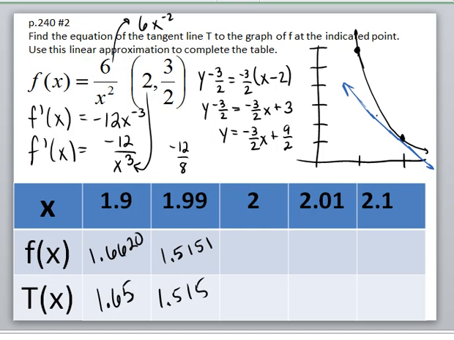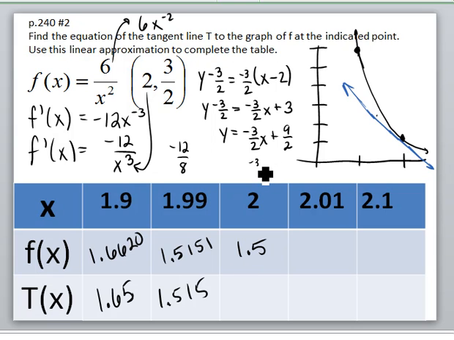Alright, so I was talking about how we're going to use tangent lines to approximate actual function values. I was at the point where I was getting ready to plug in 2. When I plug 2 into this function right here, I get 6/4, which is 3/2, which is 1.5. Now I need to plug 2 into the tangent line to the curve, not into the function.